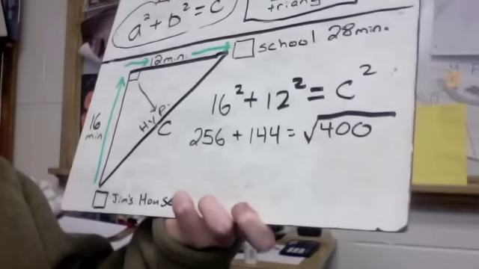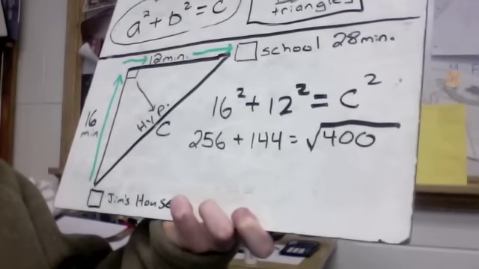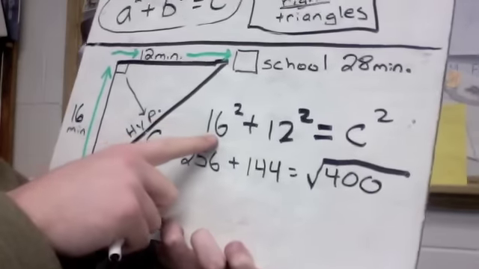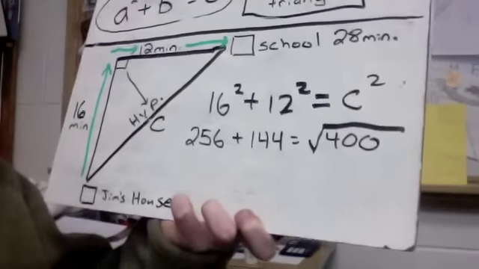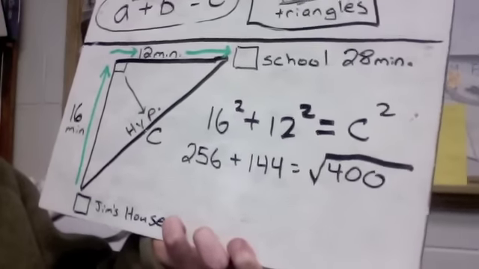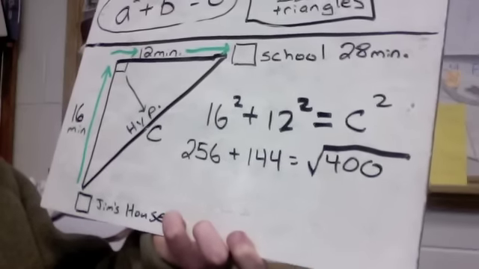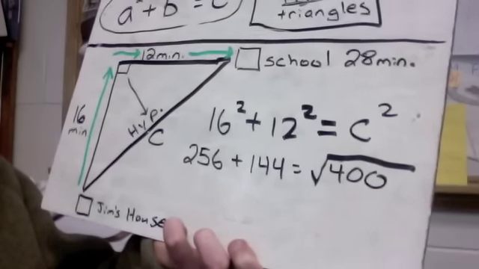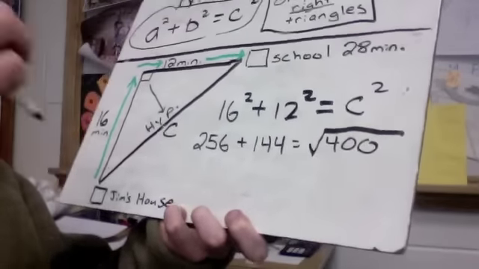So now I just need to figure out what the square root of 400 is. I'm sure a lot of you can probably figure this out, but if you can't, try some things. You know it's got to be bigger than 16, because 16 times 16 is only 256. So we need to go higher than that. 17 times 17 is 289. So we need to go higher than that. So I'm going to bump up a few. I'm going to do 21. 21 times 21 is 441. Too big.